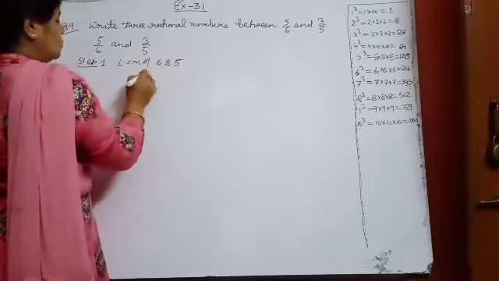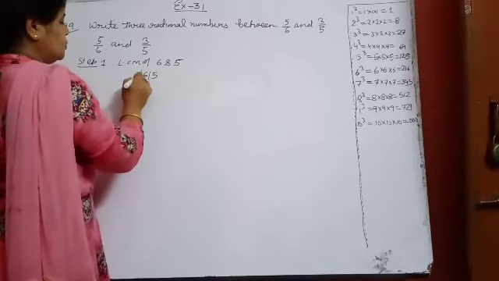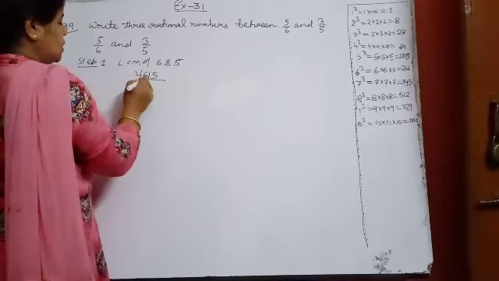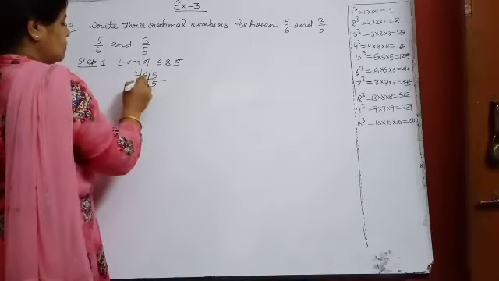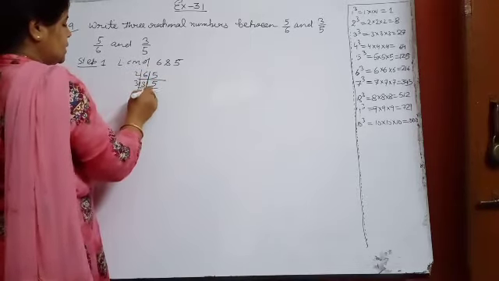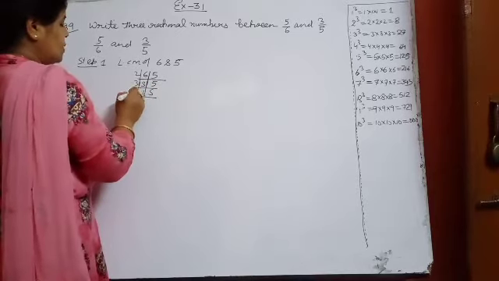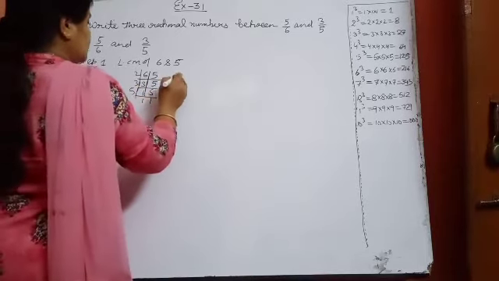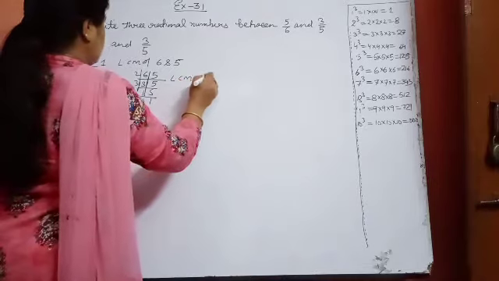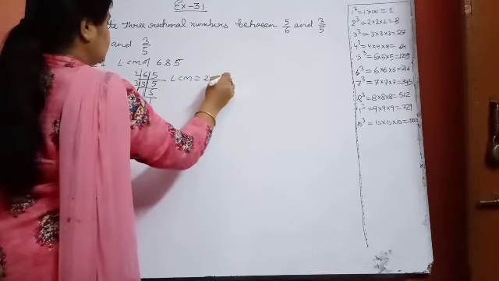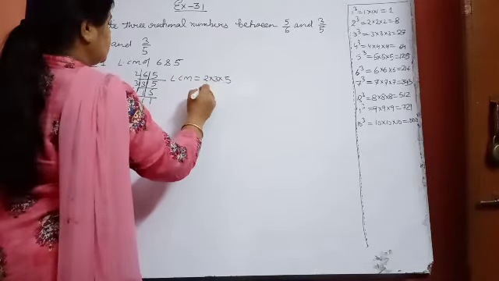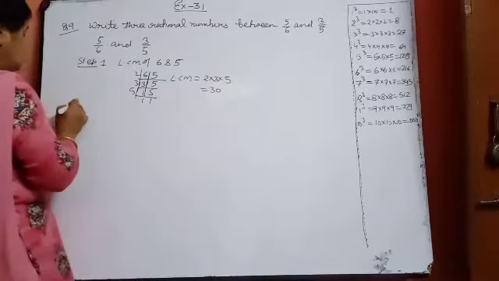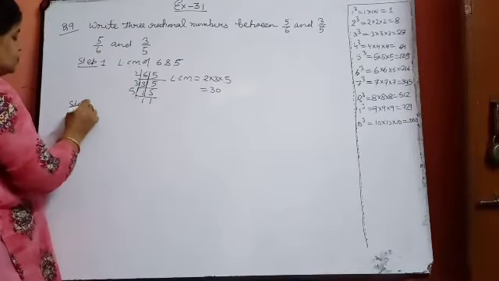Those who are unable to take it, they will take it in this way. 2 threes are 6, 5. Then by 3, 1 three is 3, 5. Then by 5, 1 five is 5. So the LCM is 2 into 3 into 5. 2 threes are 6, 6 fives are 30. Okay. Then step 2.